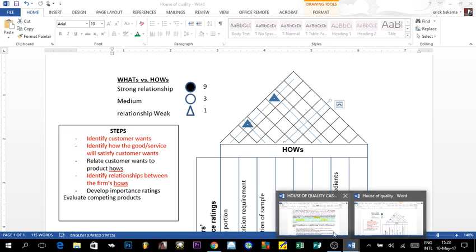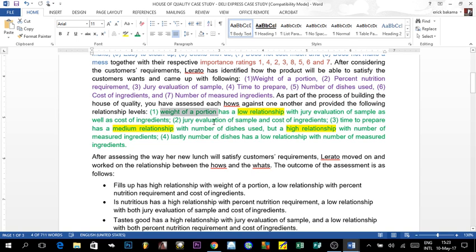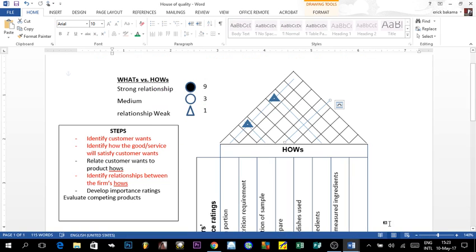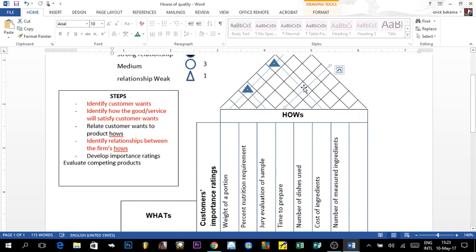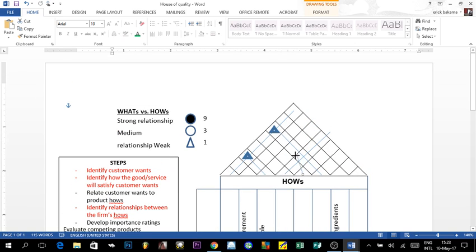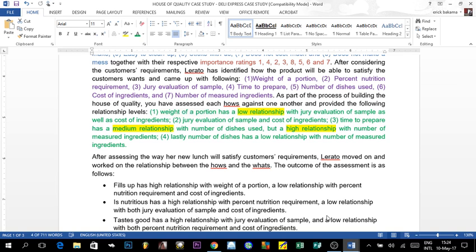And they say that the time to prepare has a medium relationship with the number of dishes used. Now we also check the number of dishes used. This is the part, and it's in this column here. Now we shift it so that we see where it's going to meet with the others. So obviously it's meeting here, and they say that the relationship is a medium relationship.